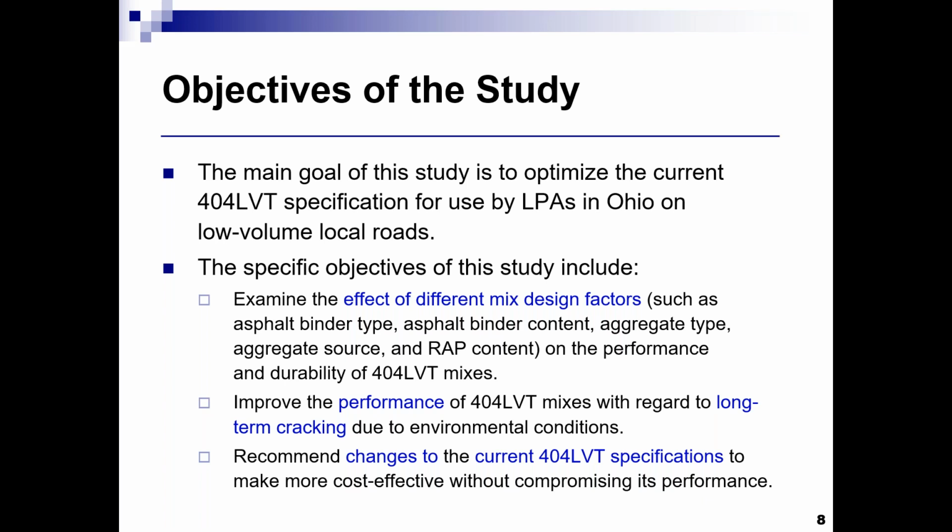The main objective was to improve the performance of 404 LVT mixes, especially with regard to long-term cracking. And as part of the objectives, one of them was to recommend changes to the current 404 LVT specification to make the mix possibly even more cost effective. So what do we mean by that? One of the things that we looked at is the RAP content. Do we need to use 10% or 20% RAP in this mixture, or can we go up a little bit for this mix to reduce the cost of the asphalt mixture? Since we are using a high percentage of asphalt binder in the mix, is there a way to offset part of that cost without compromising the performance of the asphalt mixture?